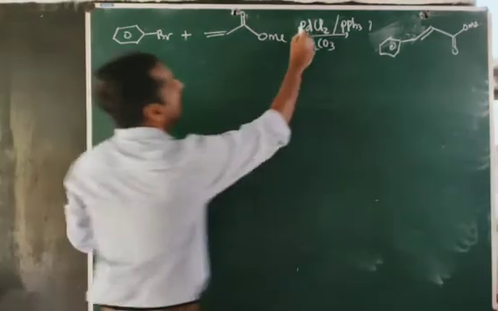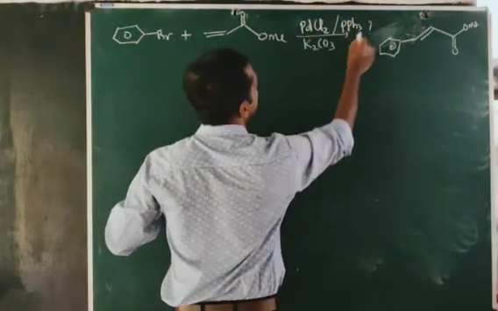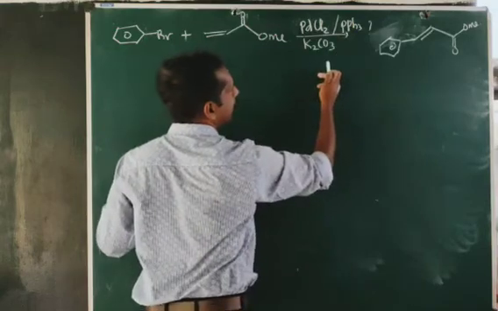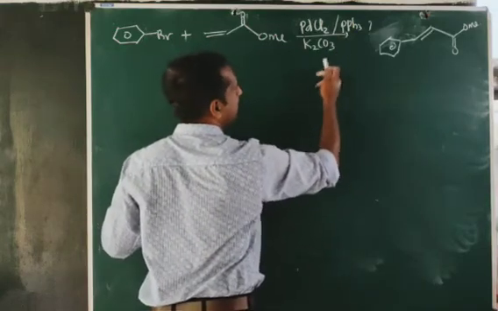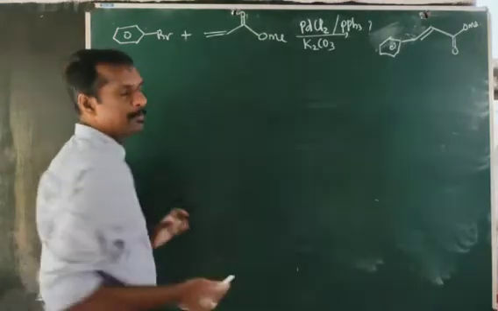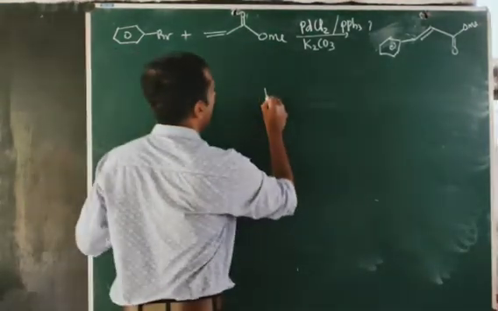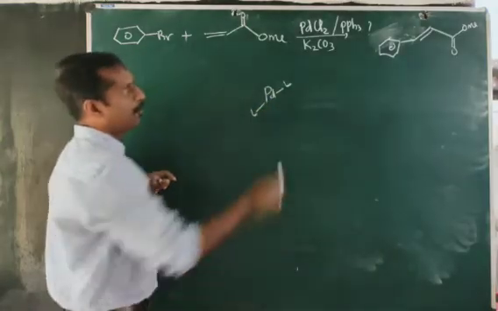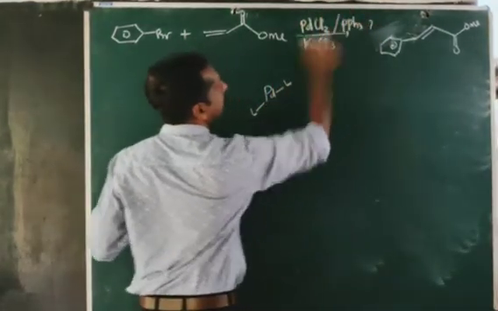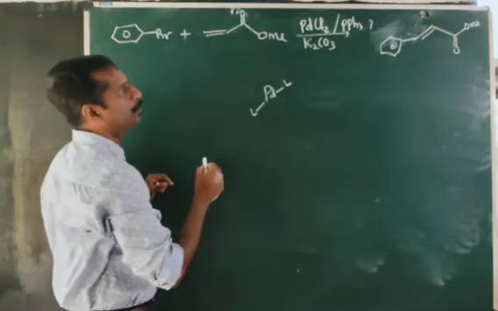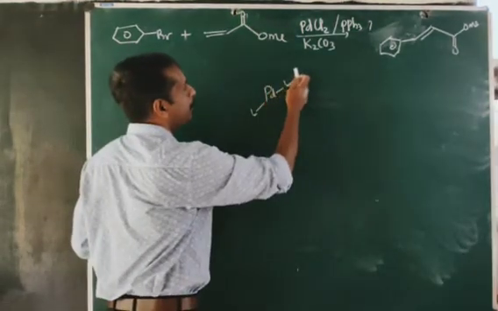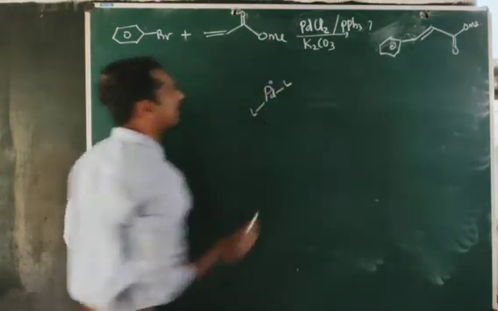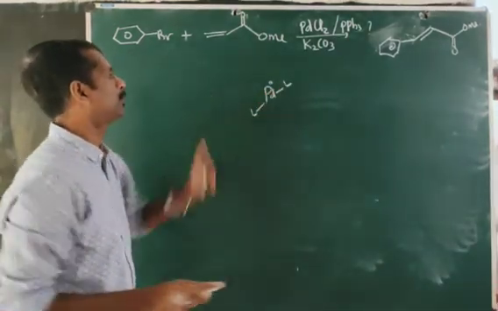From PdCl2 and PPh3, what will we get? We get Pd(PPh3)2, which can be written as palladium with L ligands. How do you get it when these two are reacting? PdCl2 and PPh3 give Pd(PPh3)2. In this compound, palladium is in the zero oxidation state. That PPh3 can be written as L.